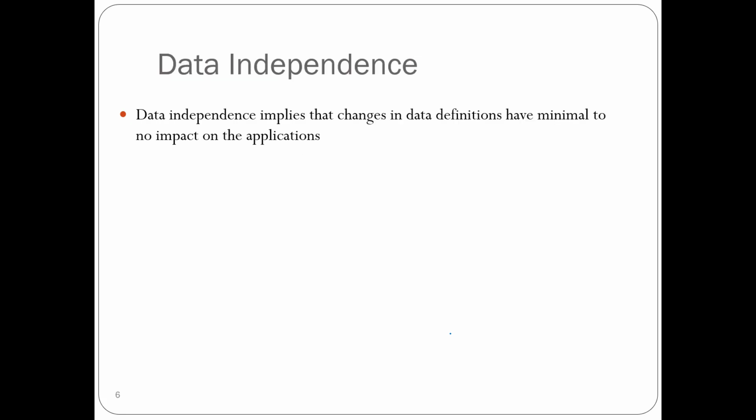So now let's look at these things, like what do we mean by data independence. Let me read this first and then I'll provide you more explanations. Data independence implies that the changes in the data definitions have minimal to no impact in the application. We will discuss two kinds of data independence: physical data independence and logical data independence. Once I explain those things to you, then you will be in a better situation to understand what is this data independence in general.